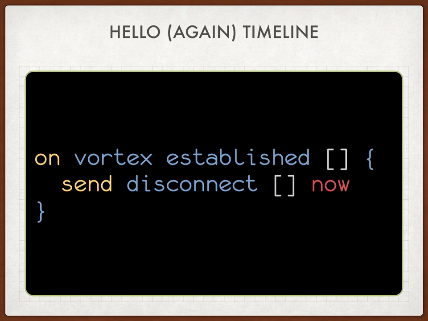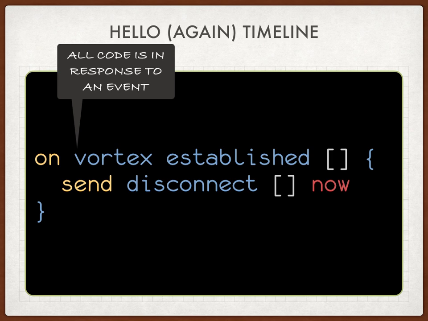So, okay, that's the problem that we're trying to solve and the general way that we're going to go about it. So let's look back at the programming language again. So here is our hello world. Right, so we can see here that all code is in response to an event. There's no main loop, there's no main function, there's no top level anything. You have to respond to an event.